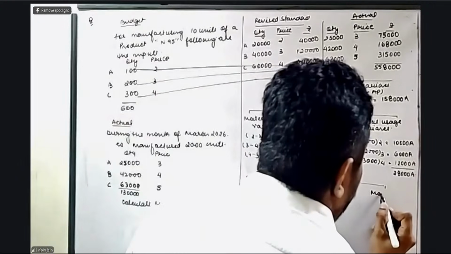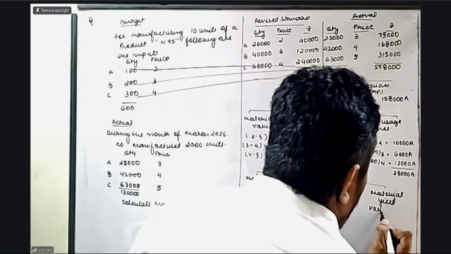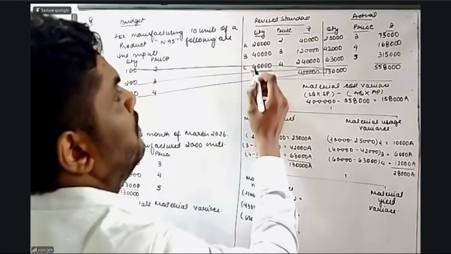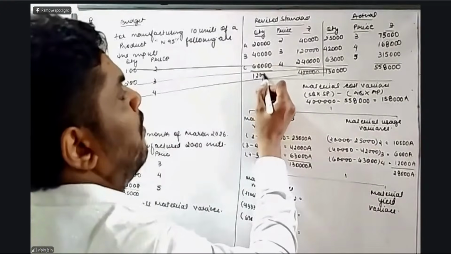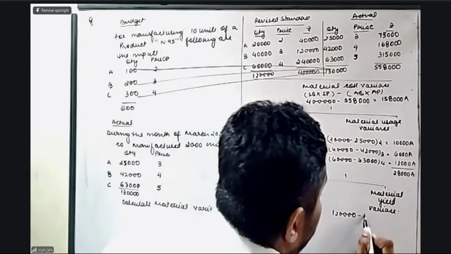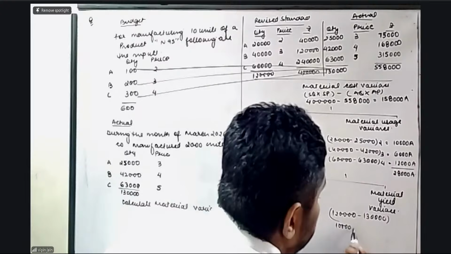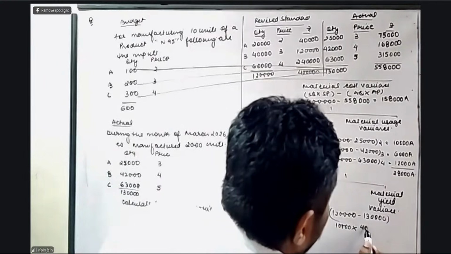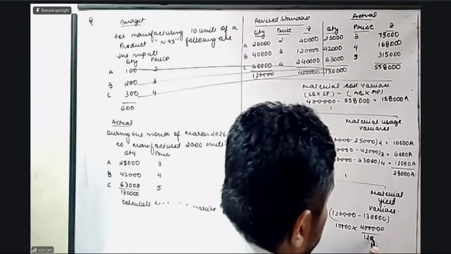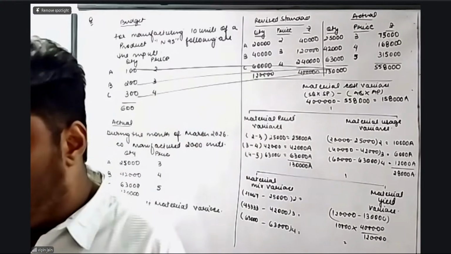Last is material yield variance. The work was supposed to be completed in 1,20,000 kgs. We consumed 1,30,000 kgs. 10,000 kgs extra into the weighted average rate. That is 4 lakh divided by 1,20,000. So this is the way to solve the question.